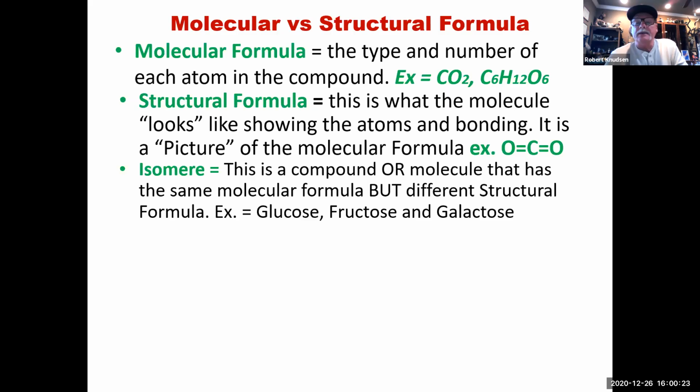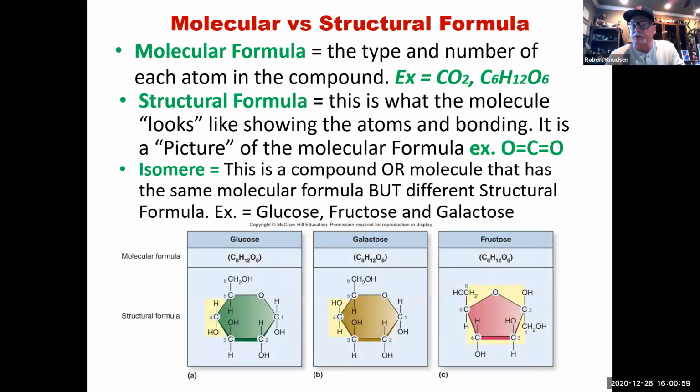An isomer is a compound or molecule that has the same molecular formula but a different structural formula. Example: glucose, fructose, which I just told you, and galactose are all C6H12O6. Now, the one we always talk about is glucose, but it's not the only fish in the pond. Got it? So an isomer, I'm going to ask you on an exam. It is a compound with the same molecular formula but a different structural formula. Are we good?